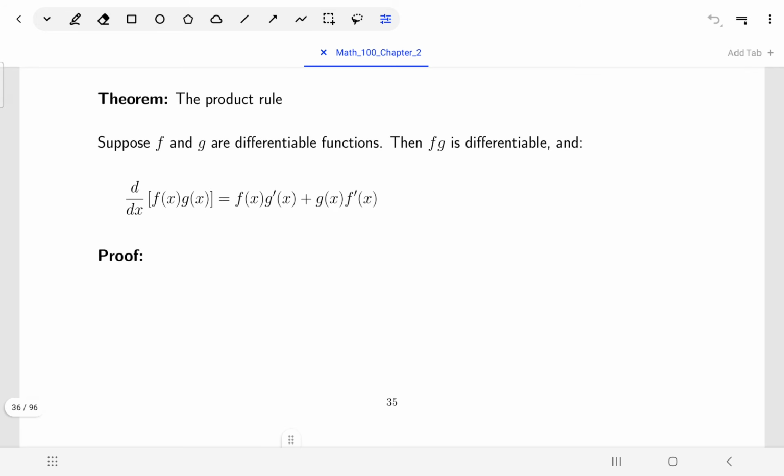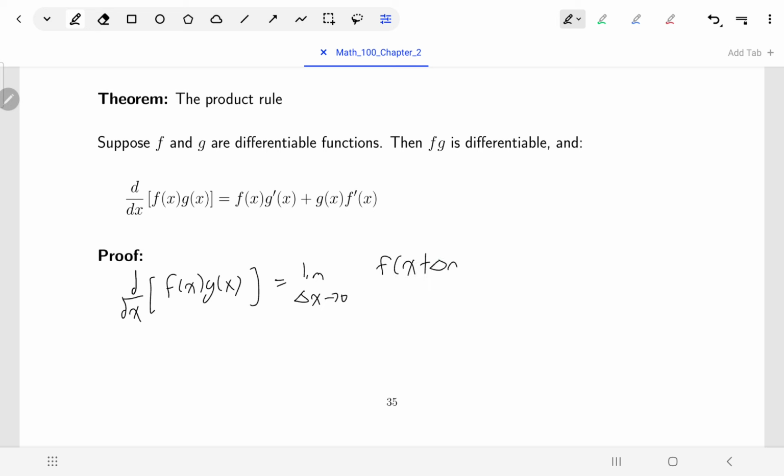And like everything else that we've done so far for these proofs of differentiation rules, we're going to start off with our limit definition. So if we're looking for the derivative of f of x times g of x, then that's the limit as delta x approaches 0 of my function at x plus delta x. So that would be f of x plus delta x, g of x plus delta x, and then minus f of x times g of x. And this is all over delta x.